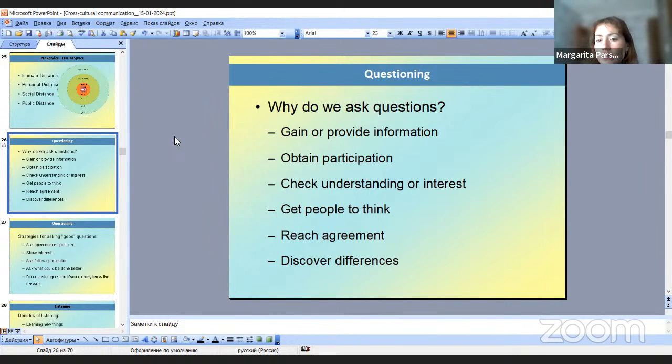Discover differences. When reaching the agreement, of course, we will face these differences in the opinions of the other people, and it's normal because it's a very rare occasion when every person in the communication process agrees with everything. So there will be disagreements, there will be differences on every or some point, and through asking questions, we must reach the agreement on this whole point.